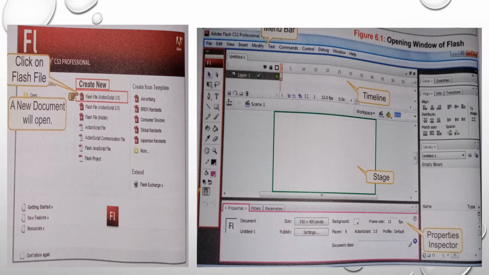Now let's see how to open Flash. For that, first of all click on the Start button, then All Programs, Adobe Flash CS3 Professional. The programming screen appears. Click on Flash File under the Create New section to open the Flash document.